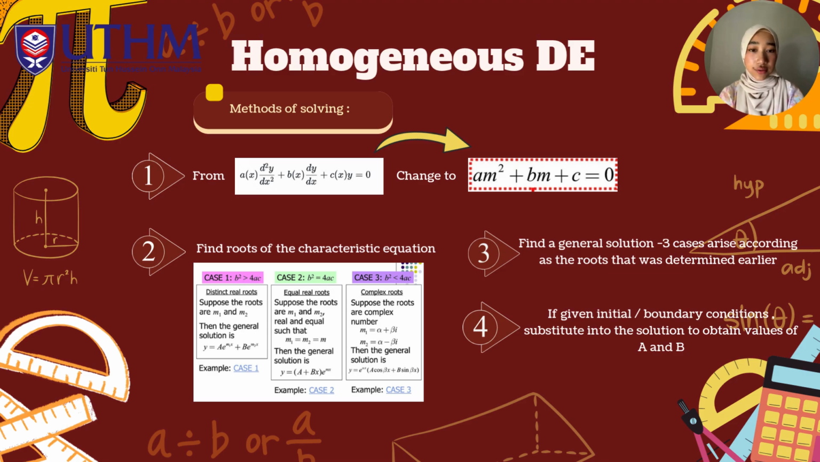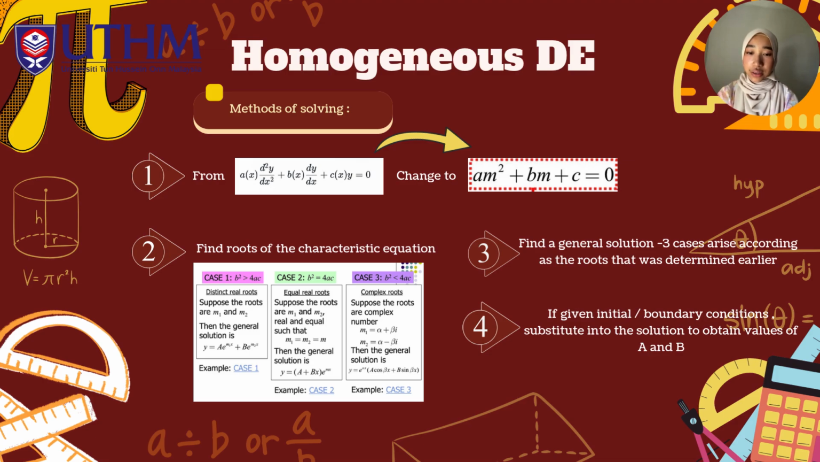So for the methods of solving a homogeneous differential equation, the first step is to change our equation, let's say equation number 1, into the characteristic equation like in the slide. After that, we can find the roots by putting our equation in the calculator. Let's say we got two different roots, such as m1 is 3 and m2 is 2. So we can use case 1 for the next step of our calculation.